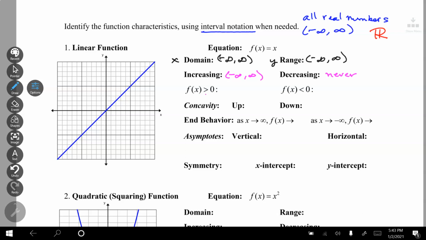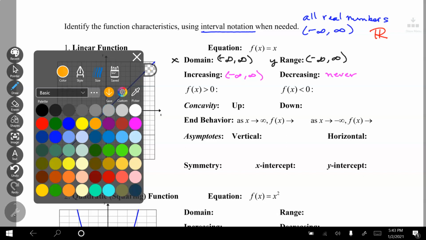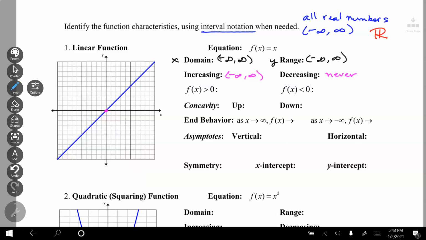F of x greater than 0 means when it's above. See right here, it hits the x-axis, so it is above from 0 to infinity, and when is it below? From negative infinity to 0. Concave up. Concavity is curvature.